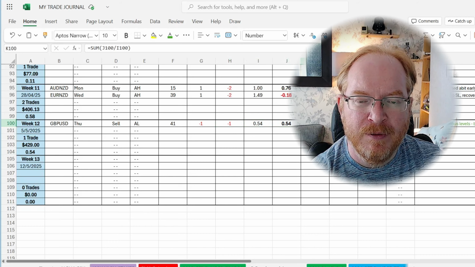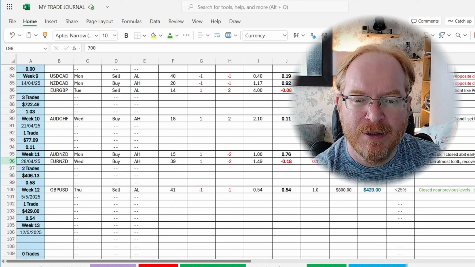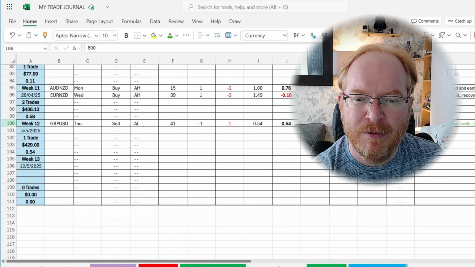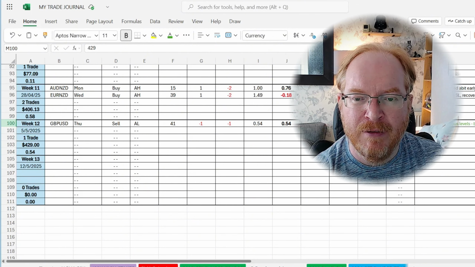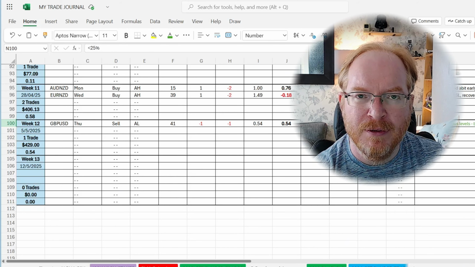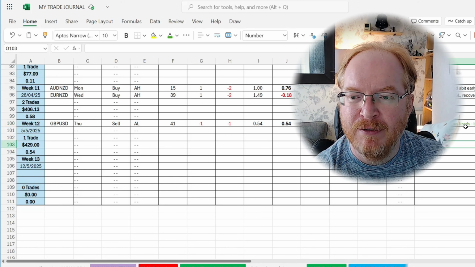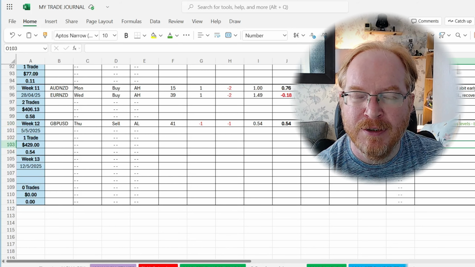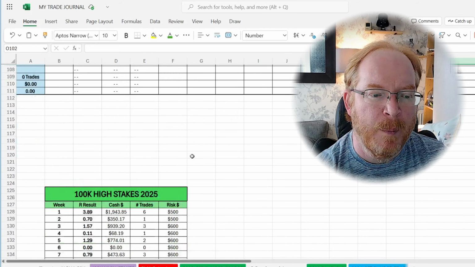This week we've started increasing our risk per trade to $800. As you can see, it was $700 per trade before that. But because we've got a running profit, we've increased to $800 per trade now. Taking half an R gave us $429. As you can see, it used a quarter of the stop loss distance required. And we closed near previous levels before interest rate news. So that was a good choice, so it's in green.